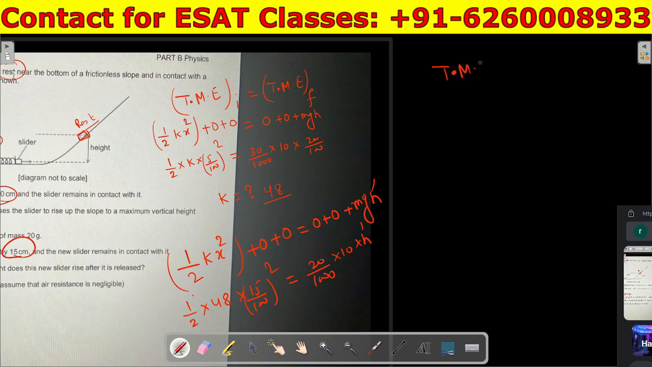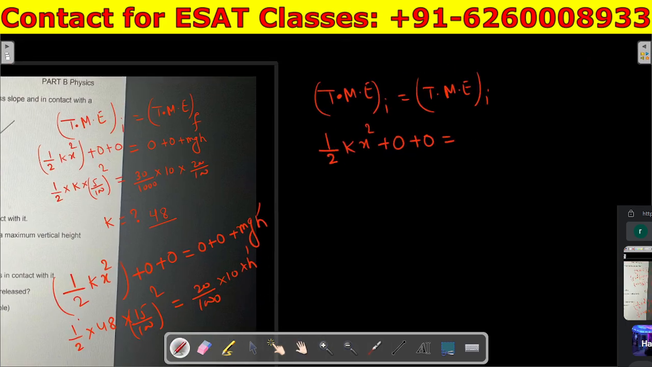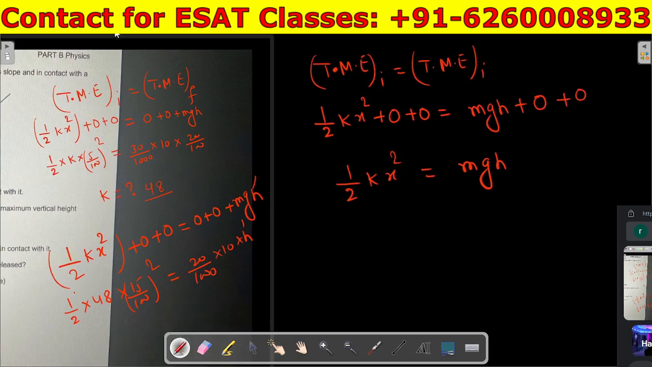See, total mechanical energy initially should be equal to total mechanical energy finally. So write the expression. Initially it is half kx square plus gravitational potential energy 0, kinetic energy 0. Finally, I have potential energy mgh, spring potential energy 0, kinetic energy 0. So the expression I am getting is half kx squared equals mgh. Now without finding k, you can calculate your answer.